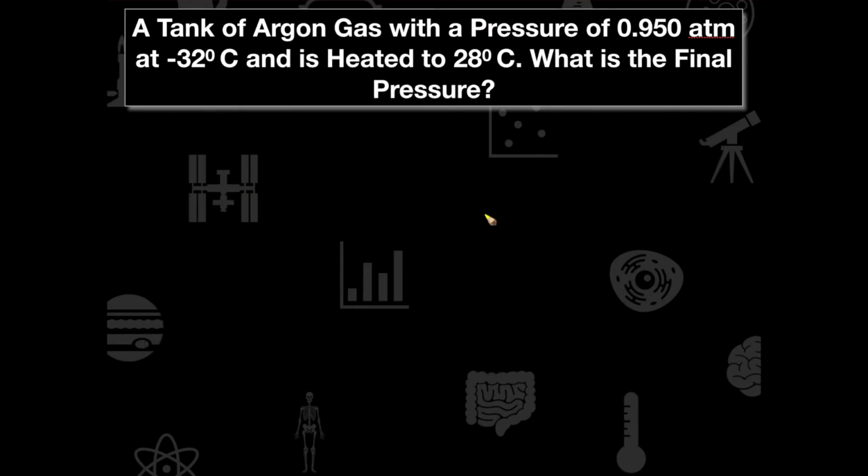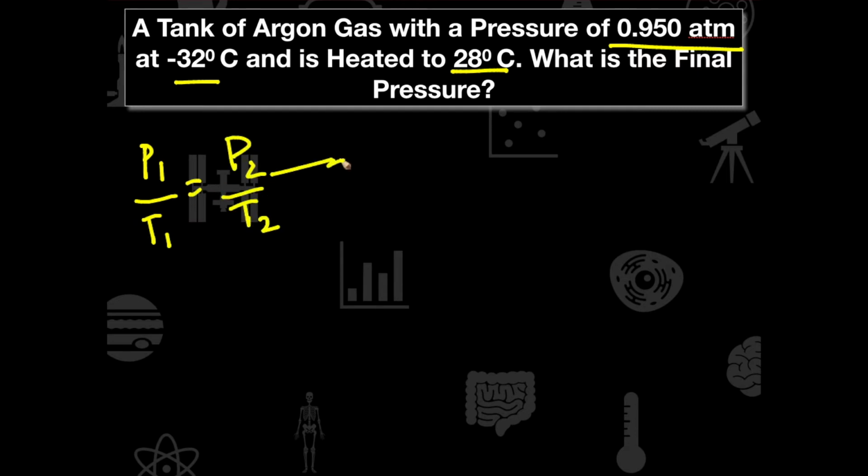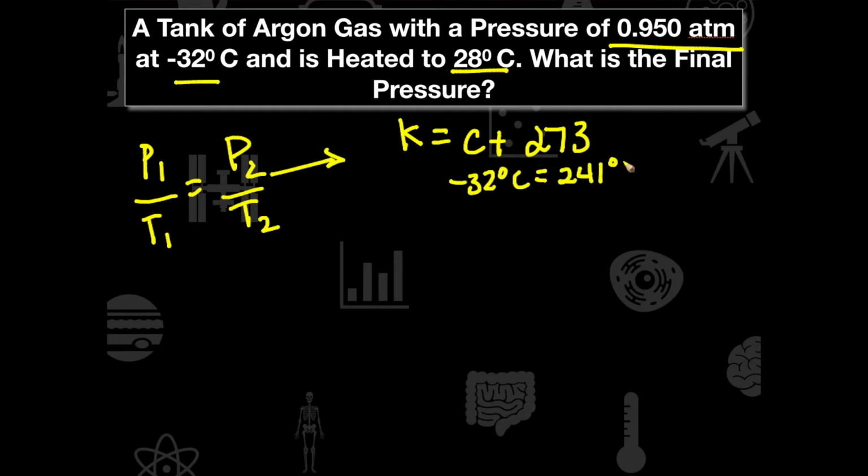Alright, so let's go through and look at our next one. A tank of argon gas with a pressure of 0.950 atmospheres at negative 32 degrees Celsius is heated to 28 degrees Celsius. Again, we're trying to calculate final pressure. P1 over T1 is equal to P2 over T2. Remember, we're going to convert this into Kelvin. Kelvin is equal to Celsius plus 273. You guys don't have to worry about the 0.15. So 273 plus negative 32 gives us 241 degrees Kelvin.